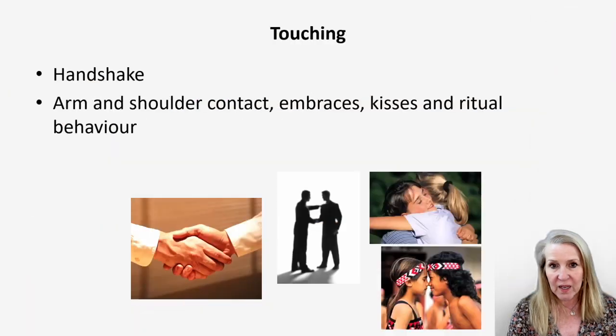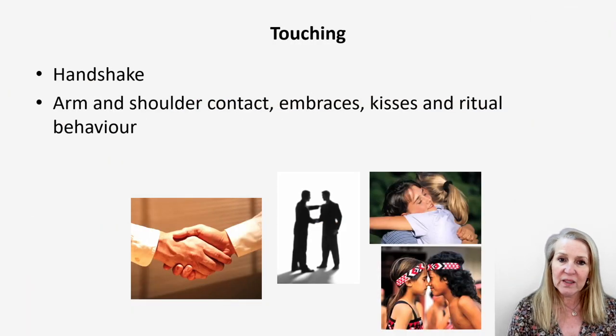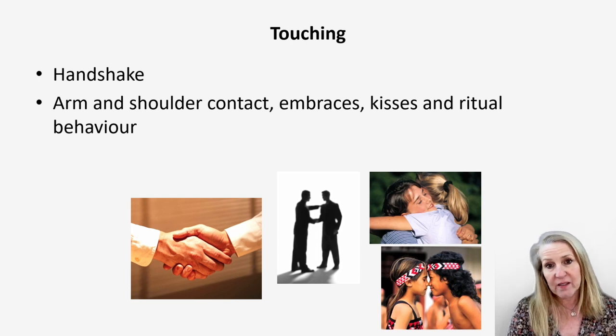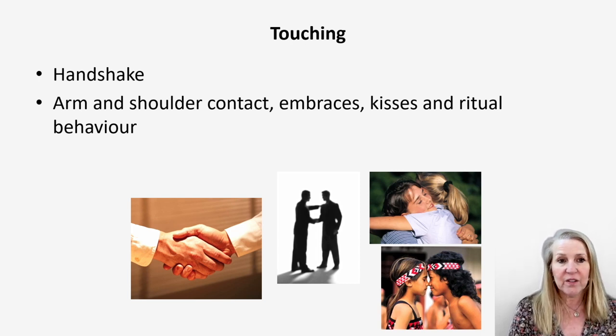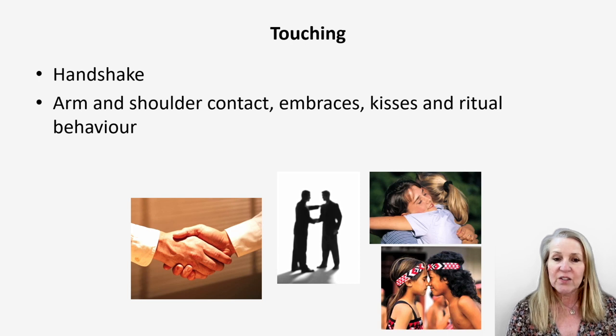With regard to touch, this would include things like handshakes, arm and shoulder contact, embraces, kisses. Some cultures kiss on the cheek, other ritualistic greeting behavior. But even a simple handshake can be hard to master depending on the culture. In the United States, it's considered polite to have a good, strong handshake that's confident but brief. But in Mexico, it's a lot longer. And in China, there are a few things that are unacceptable when shaking hands.